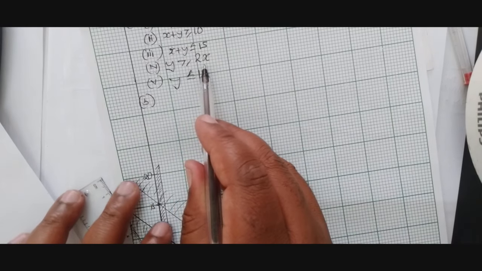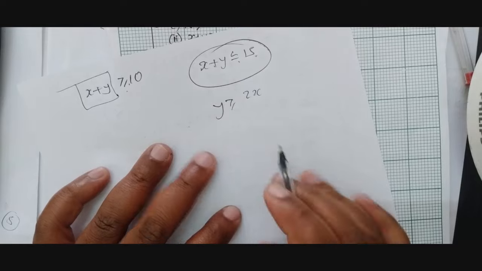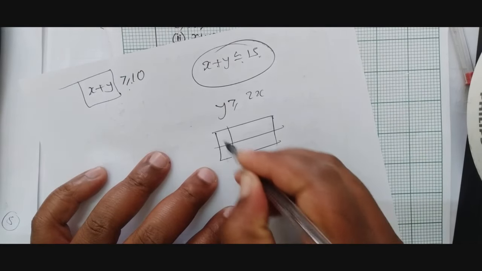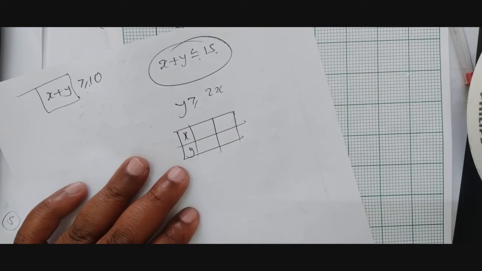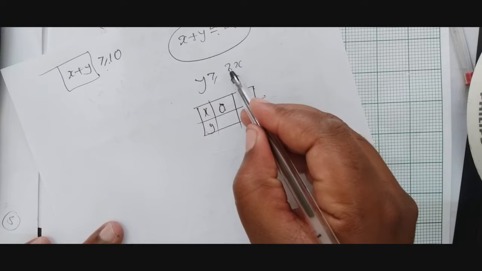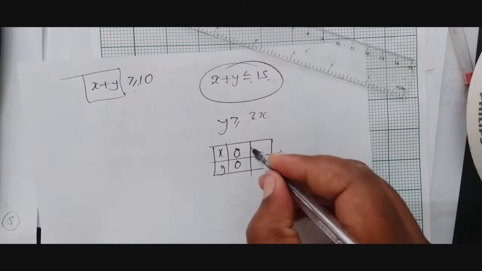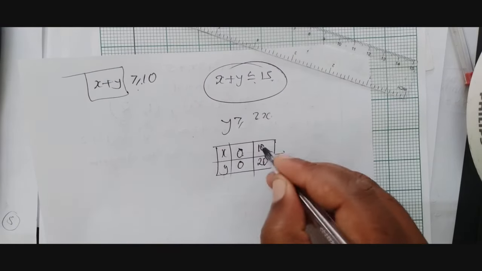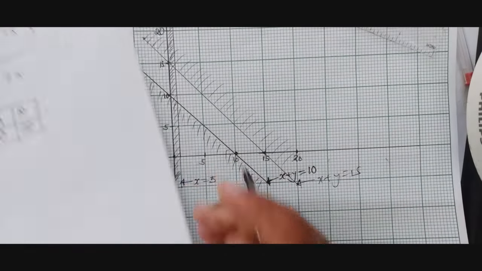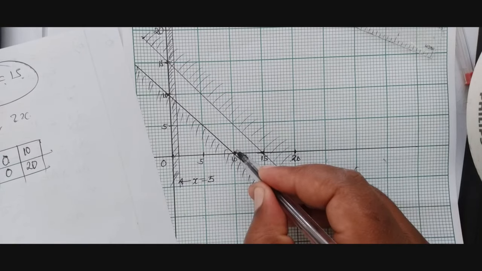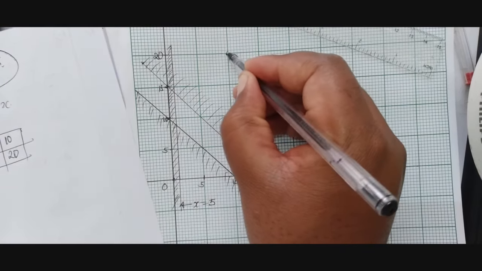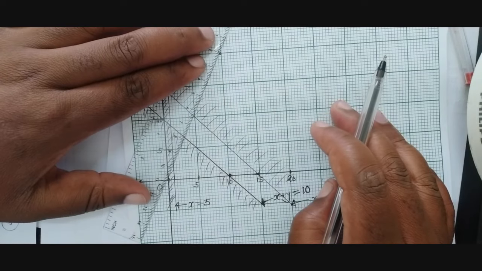Y is greater or equal to 2x. For this one, you can do a table of values. If this is x and y, I pick two values of x. If x is 0, 2 times 0 will be 0. What if x is 10? If x is 10, 2 times 10 is 20. I'm going to use these two points to plot. 0, 0 is here. 10, 20 is this one. Again, it is greater or equal to, so I'll draw a solid line. So this is what we are going to do.